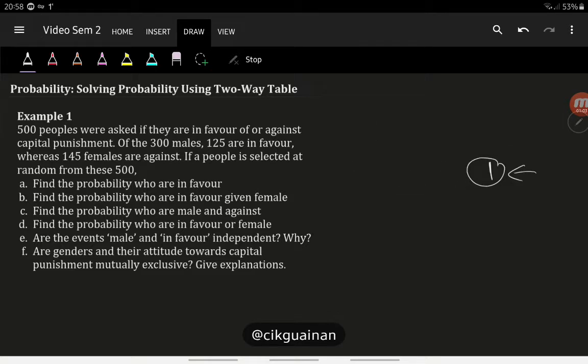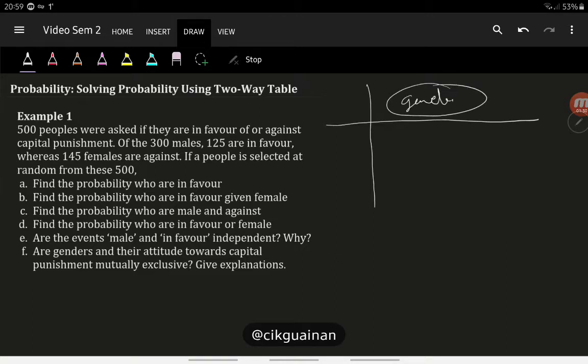So let's have a look at how many separate events are inside this problem. 500 people were asked if they are in favor of or against capital punishment. Of the 300 males, 125 of them are in favor. So what we have here is the gender, so the first event is the gender, and then whether they are in favor or not in favor of capital punishment.